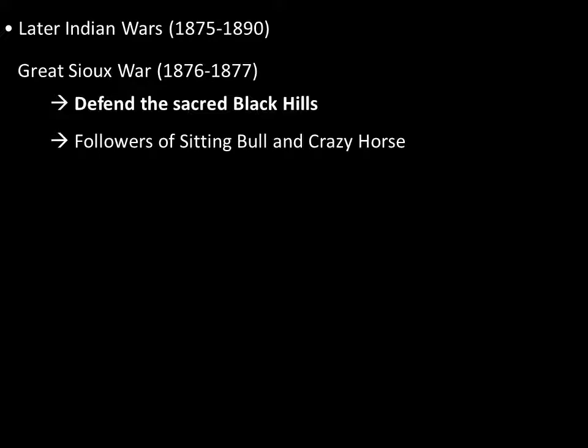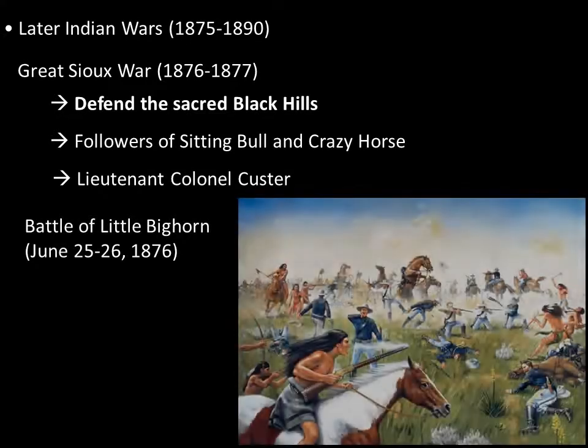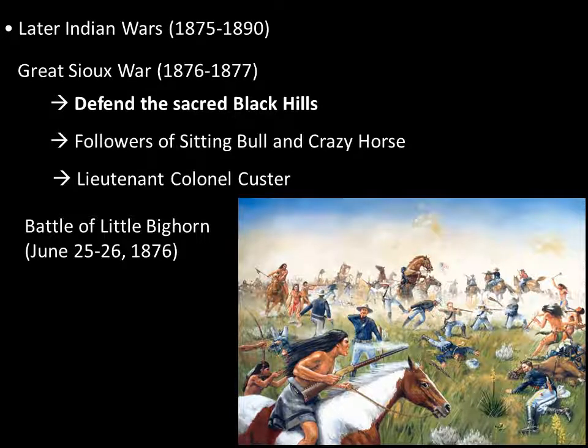Now, after a couple of months of conflict, Lieutenant Colonel Custer, that you probably know, decided to attack the main camp of the Sioux. And there was a battle, and it's actually a very famous battle. You probably heard of it before. That was the Battle of Little Big Horn. That's in 1876, June 25th to 26th, 1876. The Battle of Little Big Horn. Okay, Lieutenant Colonel Custer attacked the Sioux camp.